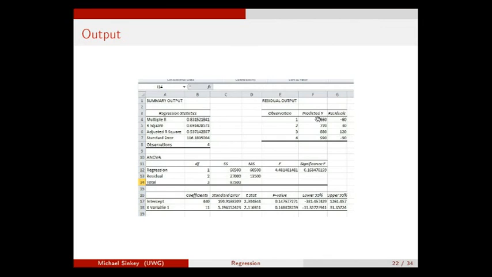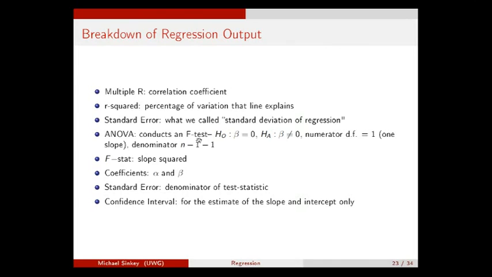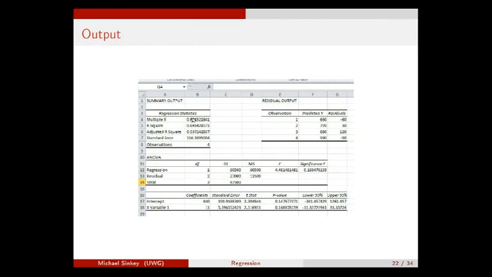Here's the output. Look, the residuals are here. The 11, that's my slope. Look at that test statistic calculated in Excel. Intercept is also calculated. Standard deviation of the regression is also calculated. Here's a breakdown of that regression output. The multiple r at the top is our correlation coefficient. R squared is the percentage of variation that the line explains. Standard deviation of the regression is our standard error.